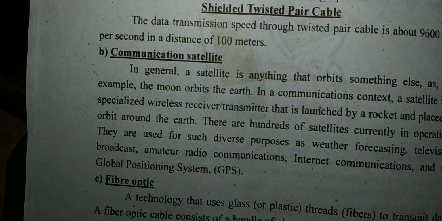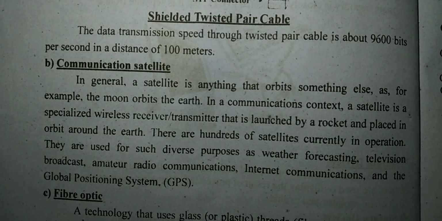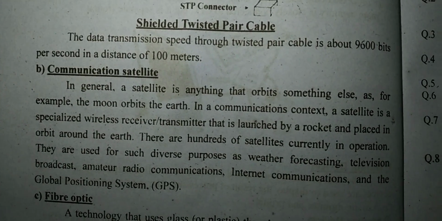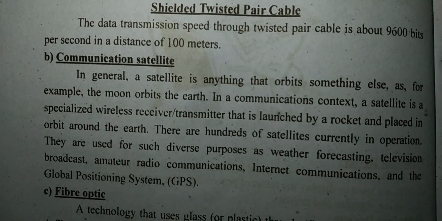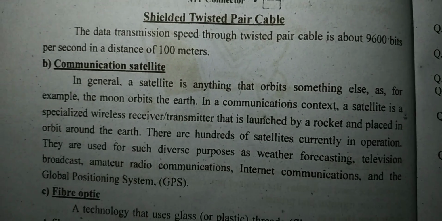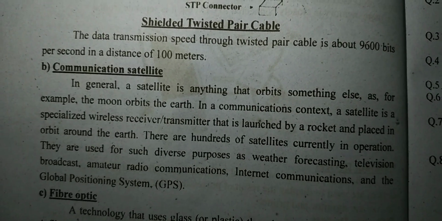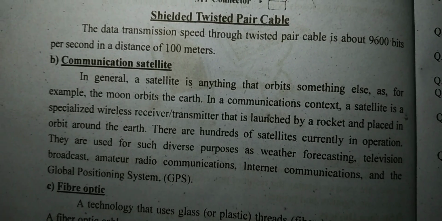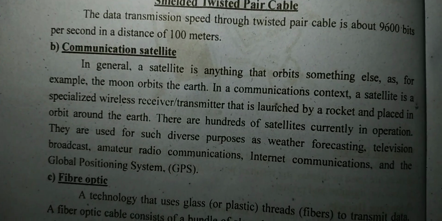In general, a satellite is anything that orbits something else, as for example the moon orbits the earth. In a communication context, a satellite is a specialized wireless receiver transmitter that is launched by rocket and placed in orbit around the earth. There are hundreds of satellites currently in operation. They are used for such diverse purposes as weather forecasting, broadband or radio communication, internet communication, and global positioning system.